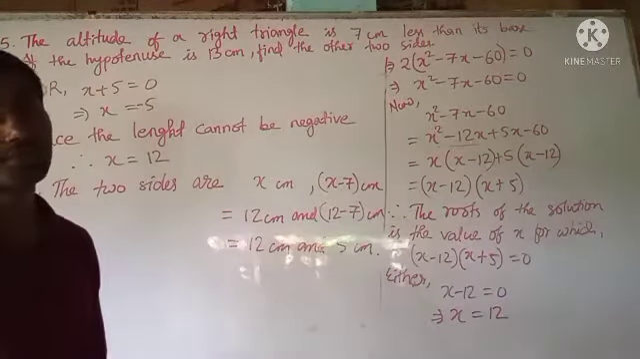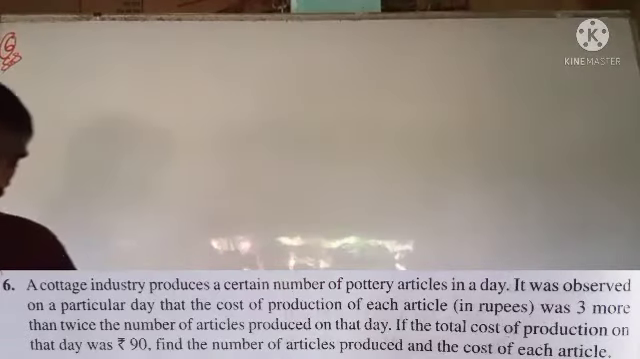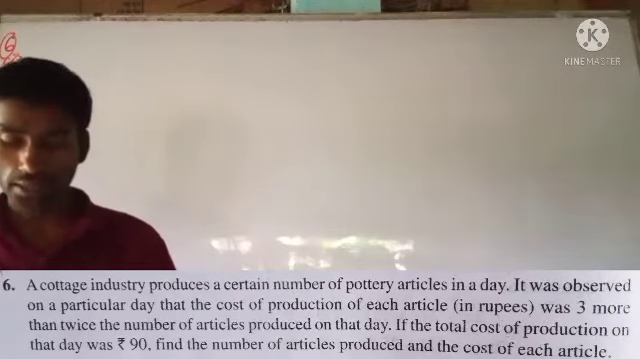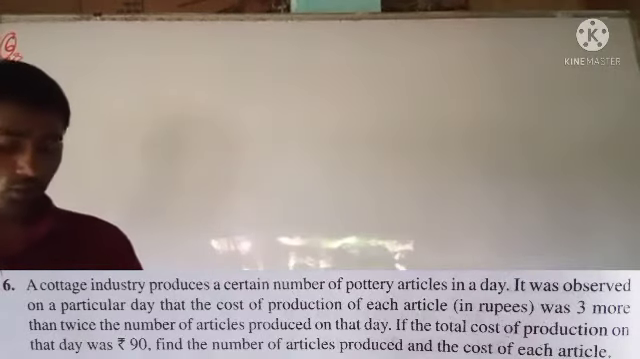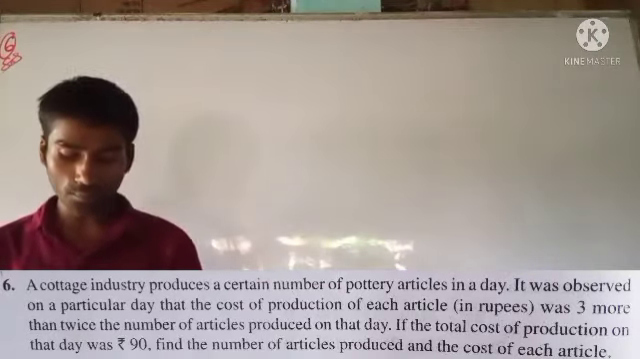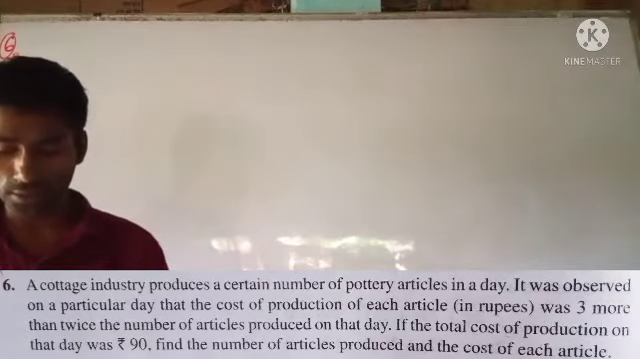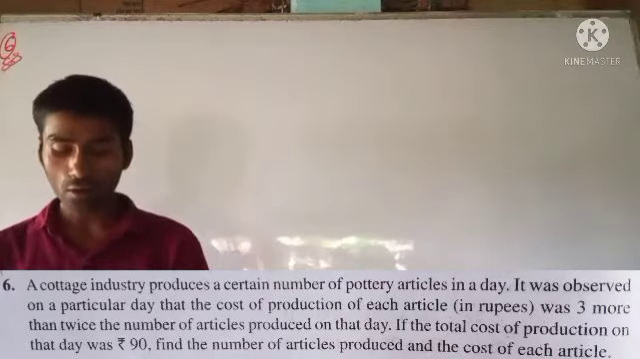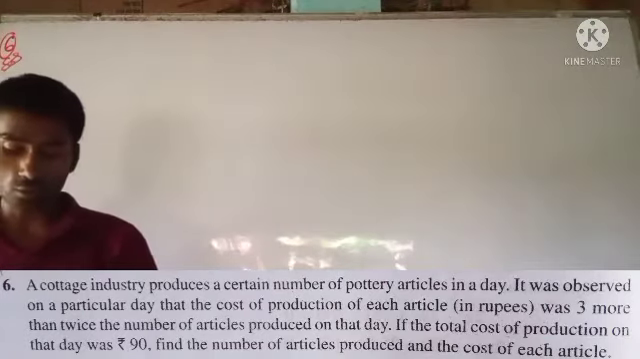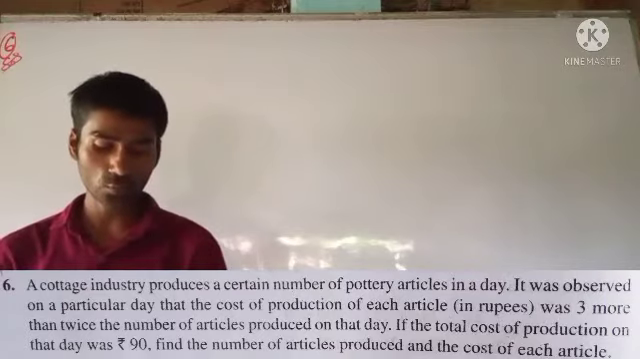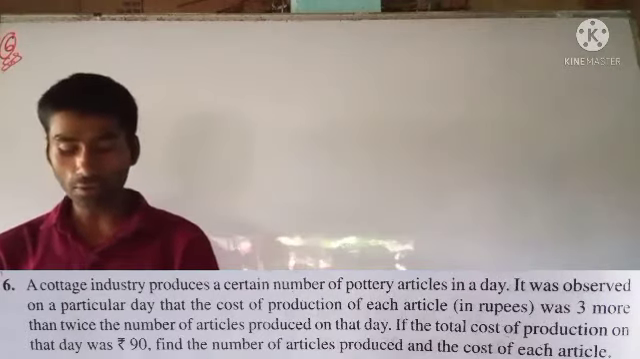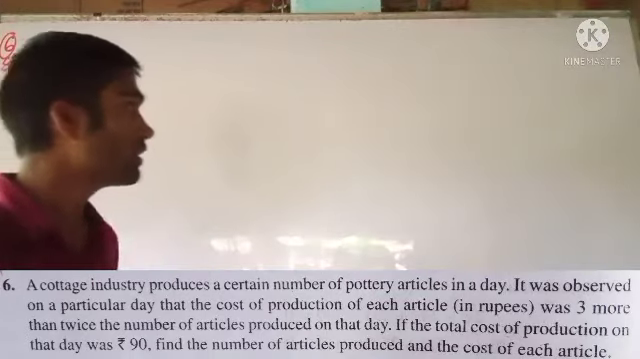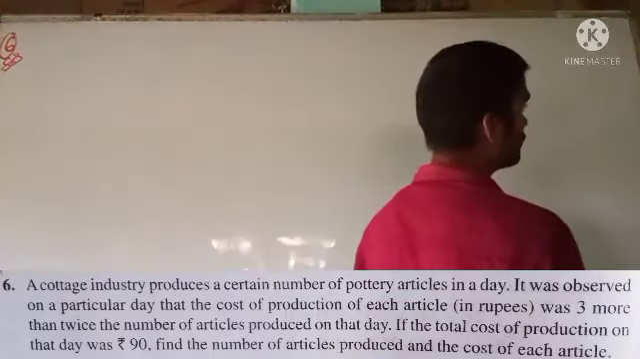Now let me show you question number 6. A cottage industry produces a certain number of poultry articles in a day. It was observed on a particular day that the cost of production of each article in rupees was 3 more than twice the number of articles produced on that day. If the total cost of production on that day was rupees 90, find the number of articles produced and the cost of each article.